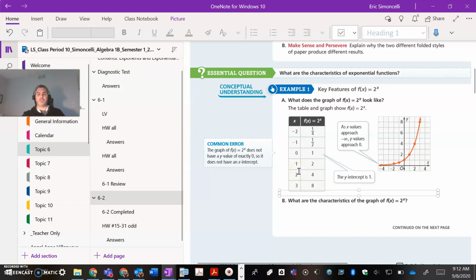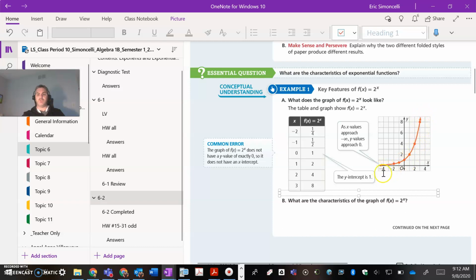Plugging in 1 yields 2. 2 to the 1st is 2. Plugging in 2, 2 squared is 4. And then lastly, 2 cubed, that's 8. These 6 points are what they used. Plotting the points is fairly straightforward. There's -2, 1/4; -1, 1/2; 0, 1; 1, 2; 2, 4; and 3, 8. So your curve takes shape through those 6 points as such.